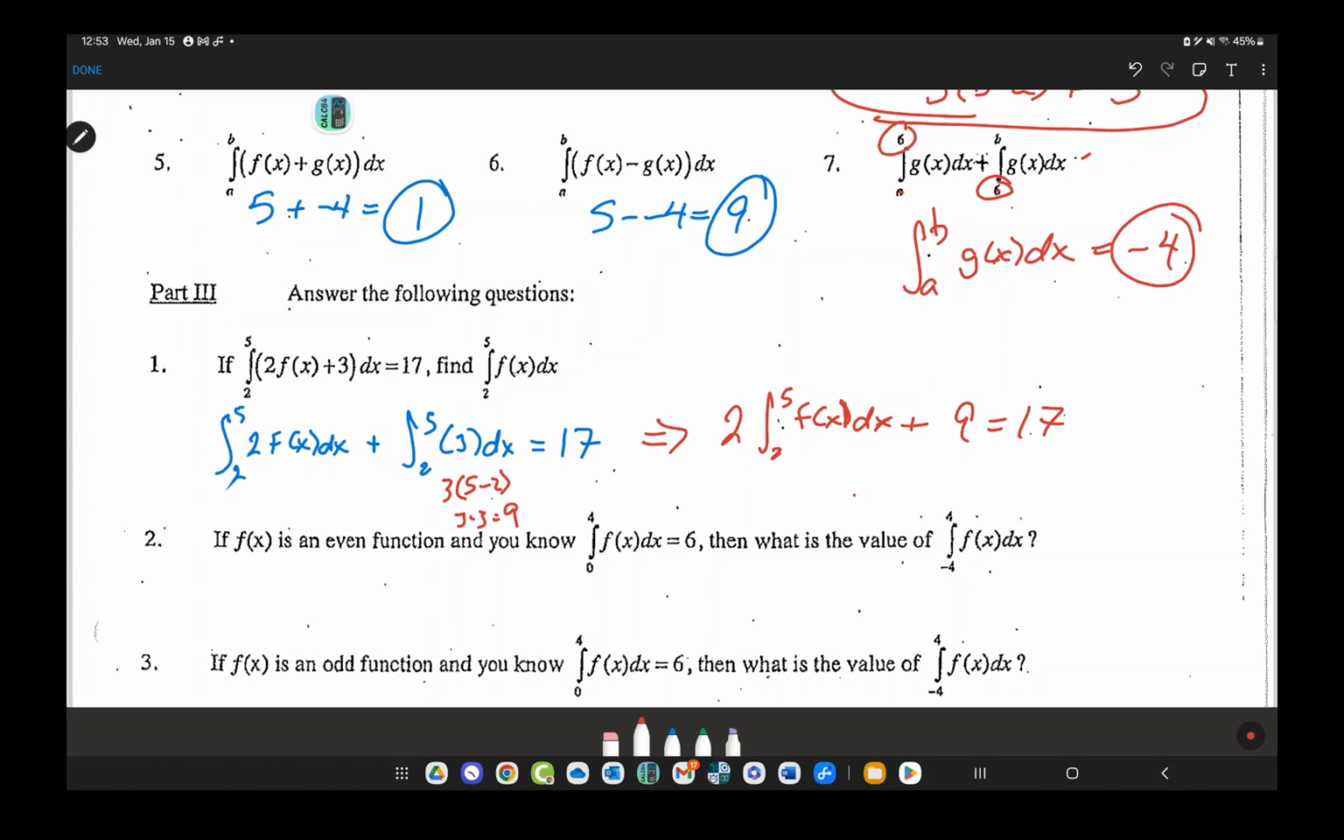So we can subtract the 9. 2 times the integral from 2 to 5 of f of x dx is 8, divided by 2. The integral from 2 to 5 of f of x dx is 4.